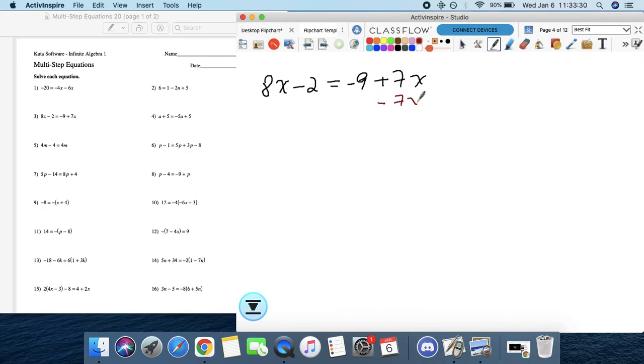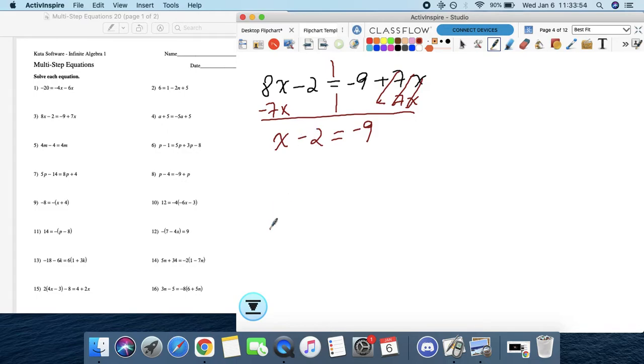Minus 7x. Minus 7x here. So if I do that, this 7x and that minus 7x, these two go away. Negative 9 comes down. 8x minus 7x is just 1x, or simply x minus 2. So this one becomes even easier.